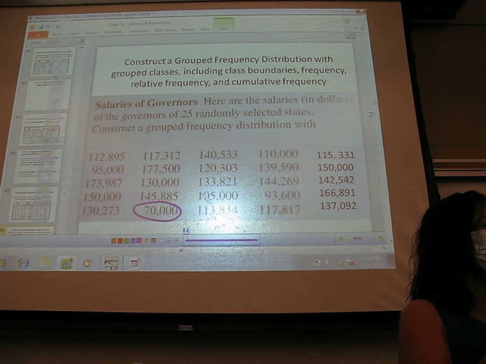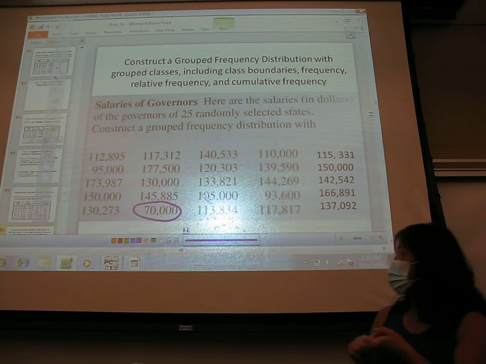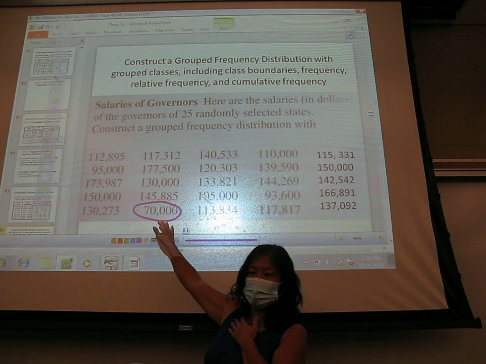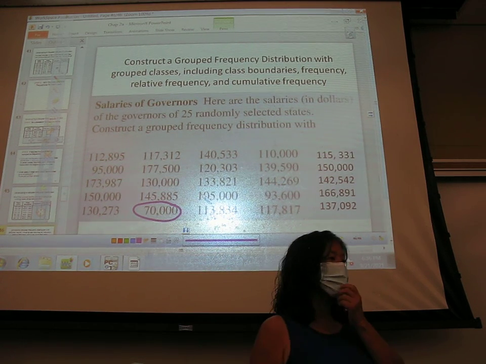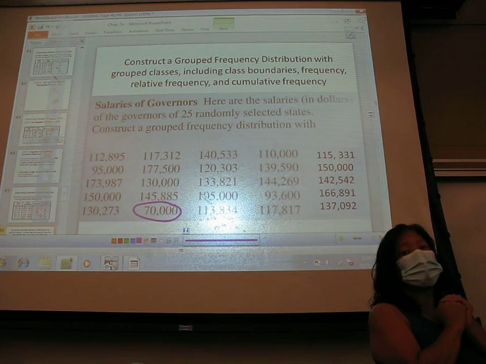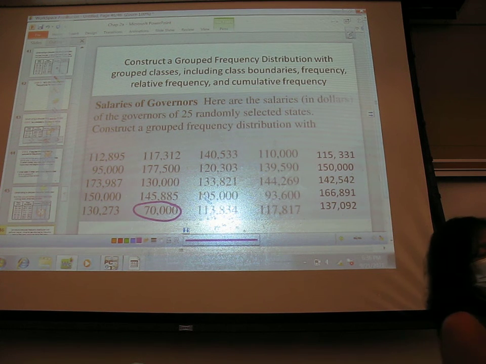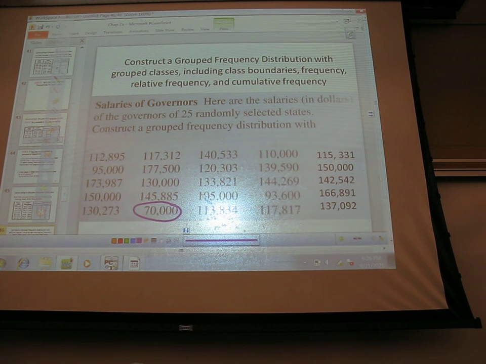Yes. What's your class width? 20,000. Perfect. So here's your lower class limit. You guys can start with that. Remember your first step is, once you have your class limit, you figure out your lower boundary and then find all of your lower boundaries first. Then go back and find your upper boundaries. All right, so go ahead and work on this.